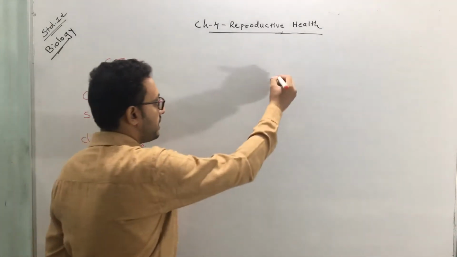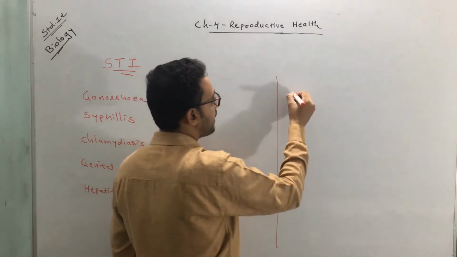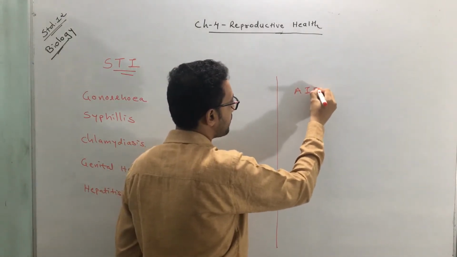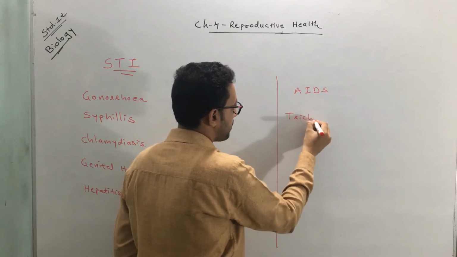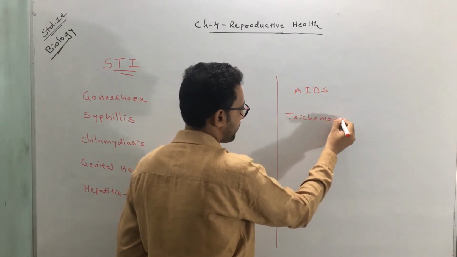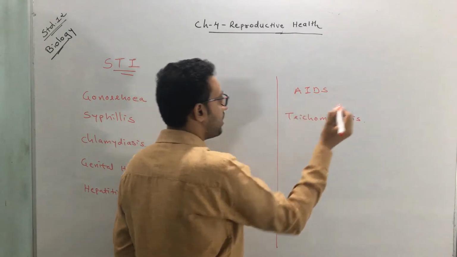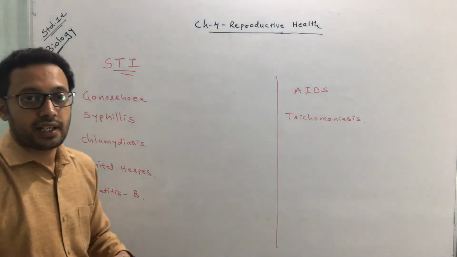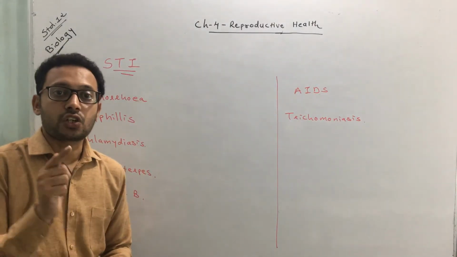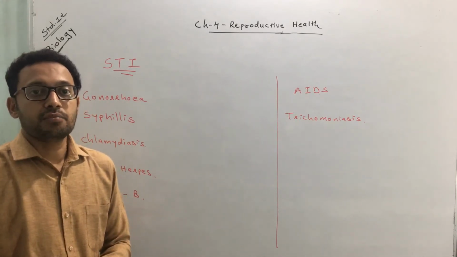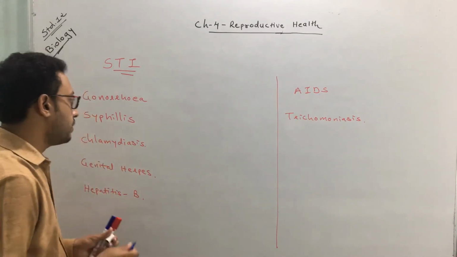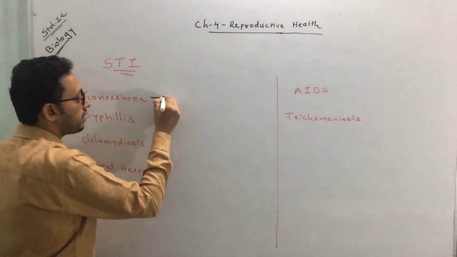Next one is AIDS. Next is trichomoniasis. So these are a few examples. Now we have to see what the causative agent is, or by which microorganism this infection can occur. So let's start with gonorrhea.